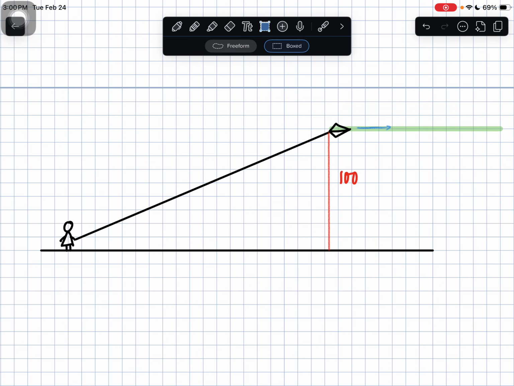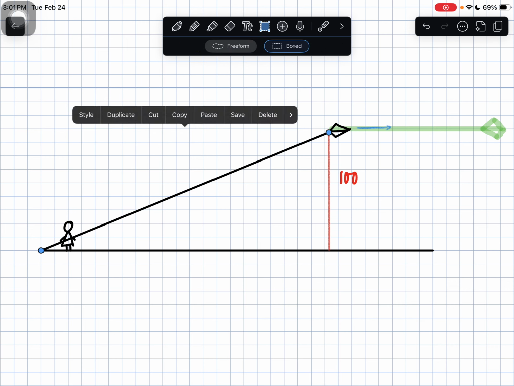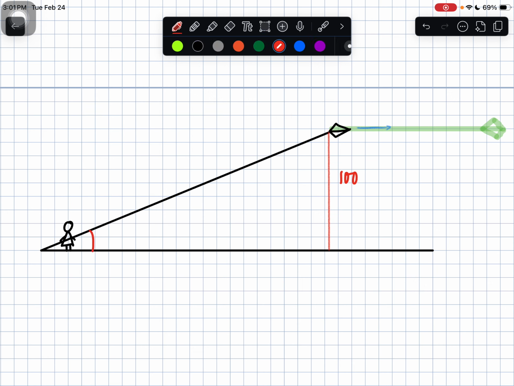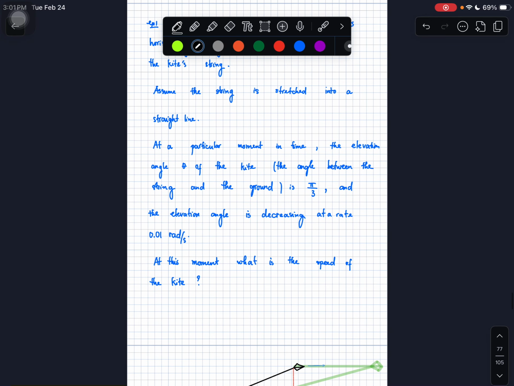So assume that in the next position the kite is here. When it flies until there, we have the angle. So I should extend it until here. So we have this angle to the ground, say angle theta. And when the kite flies to here, the angle becomes smaller. So that's why they give us the rate here. So that's why the rate d theta over dt is negative here.